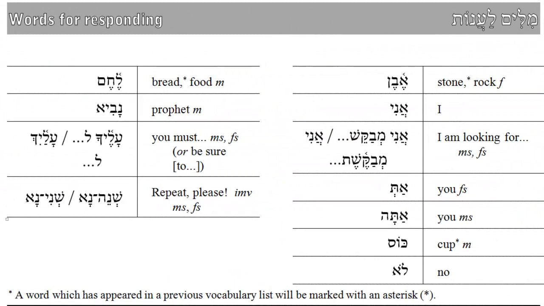Milim la'anot, words for responding. Evan. Please notice the asterisk following the word stone. Whenever you encounter an asterisk in the context of a vocabulary list, whether words for responding or words for hearing, it can mean one of two things. Either it means this word is one that you have encountered before in this exact form. So in case you're making vocabulary cards, there's a real good likelihood you already have a card for this word. You don't need to make another one.